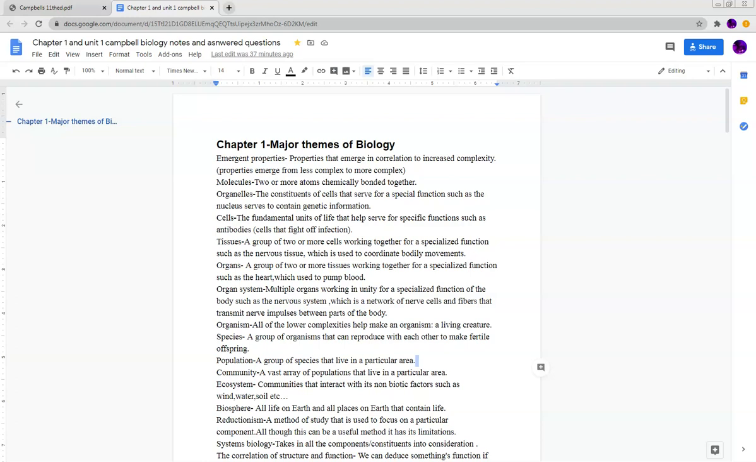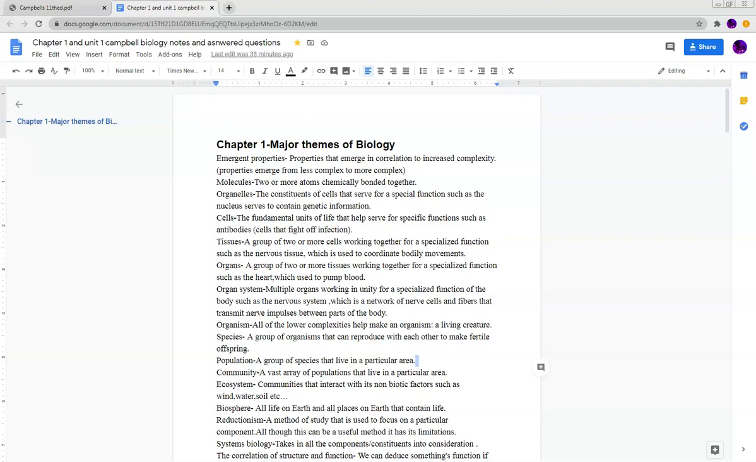So then a tissue is a group of two or more cells working together for a specialized function. So such as the nervous tissue, right? The nervous tissue is used to coordinate bodily movements, right? That's pretty deducible. And then organs are a group of two or more tissues working together for a specialized function, such as the heart. The heart is used to pump blood. Remember, just going very basic overview. And then the organ system, as you can probably deduce, is a group of two or more organs working in unity for specialized function, such as the nervous system, right? The nervous system is a network of nerve cells and fibers that transmit nerve impulses between the parts of the body. And then an organism is basically all these lower complexities combined to make something living.